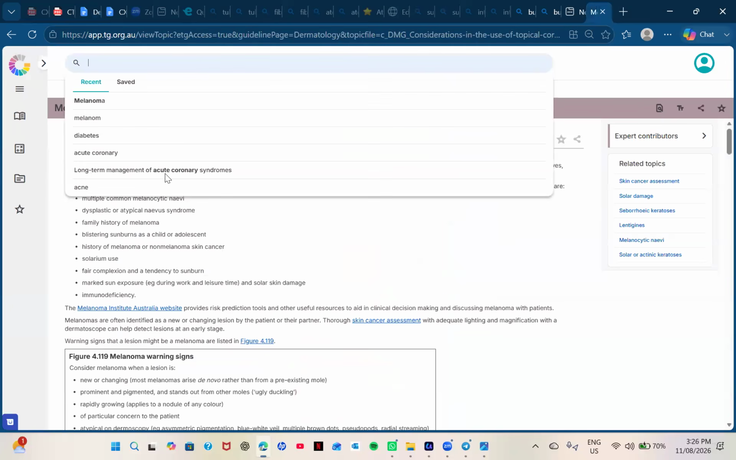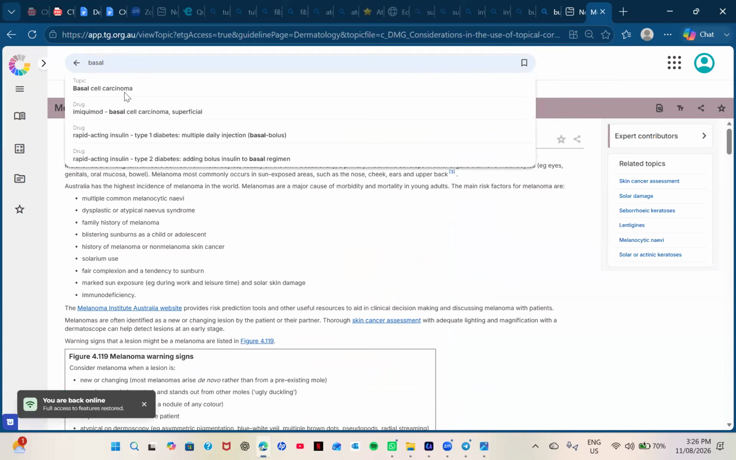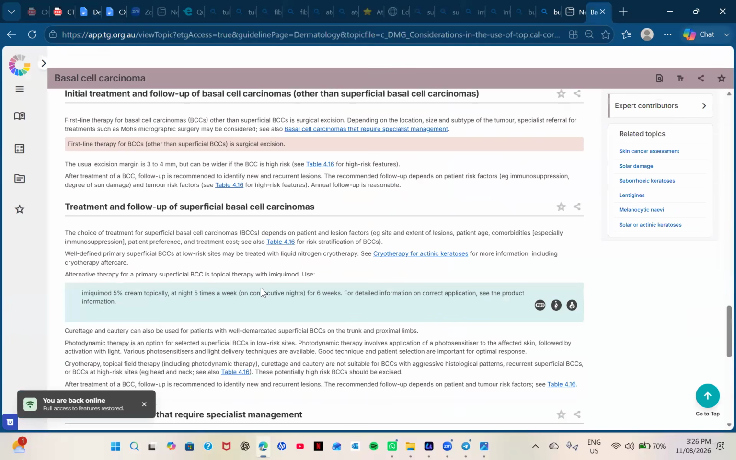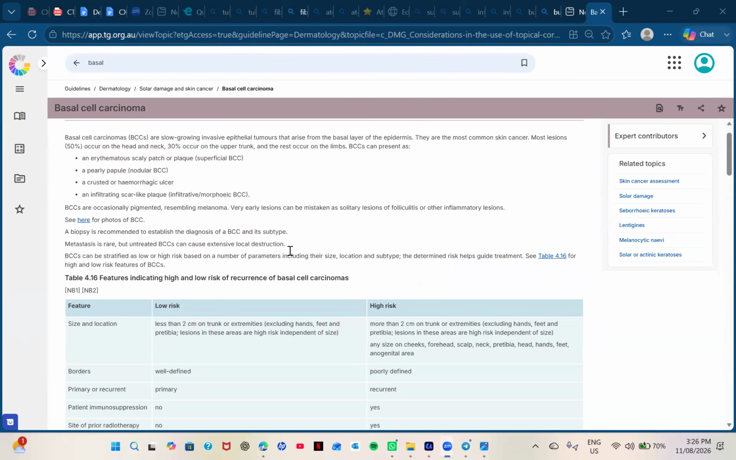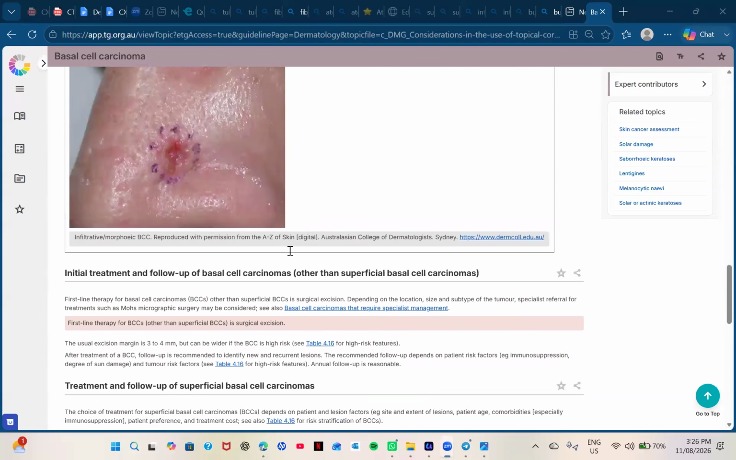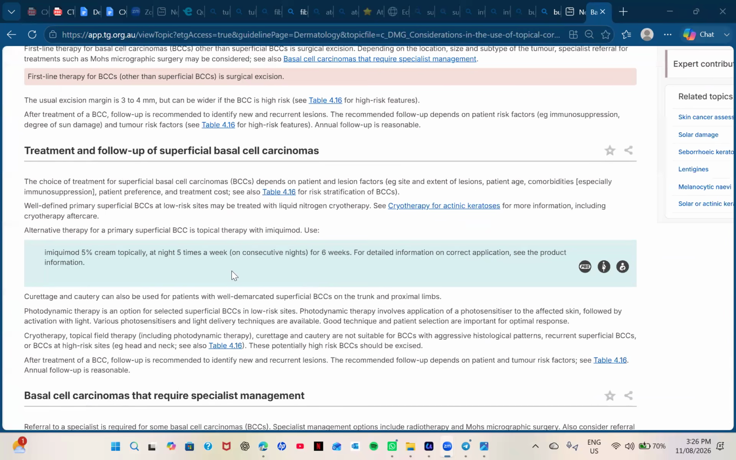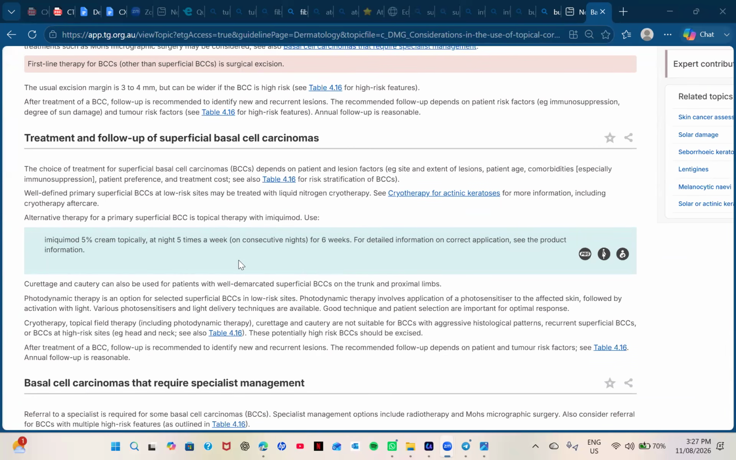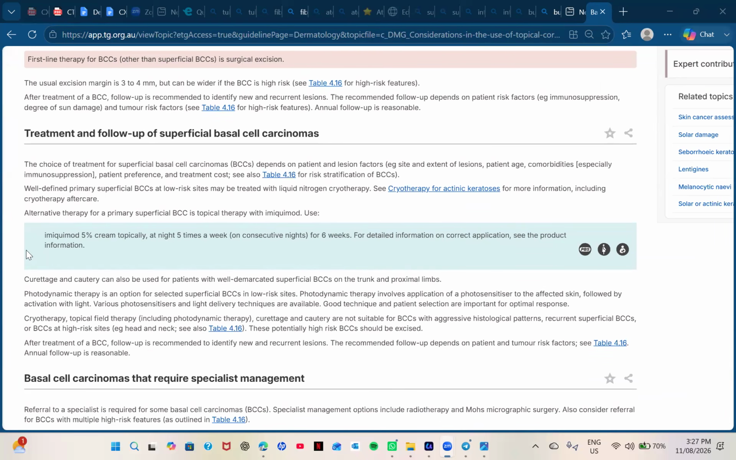We have two types of basal cell carcinoma when discussing the treatment: superficial basal cell carcinoma, and we have other basal cell carcinoma than superficial. For the superficial basal cell carcinoma, you can use imiquimod 5% cream, or liquid nitrogen cryotherapy, or photodynamic therapy, but mostly in the exam they ask for imiquimod 5% cream topically, okay?